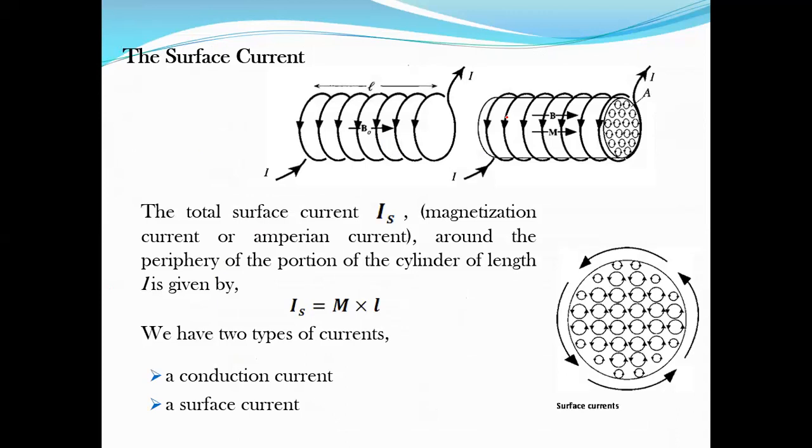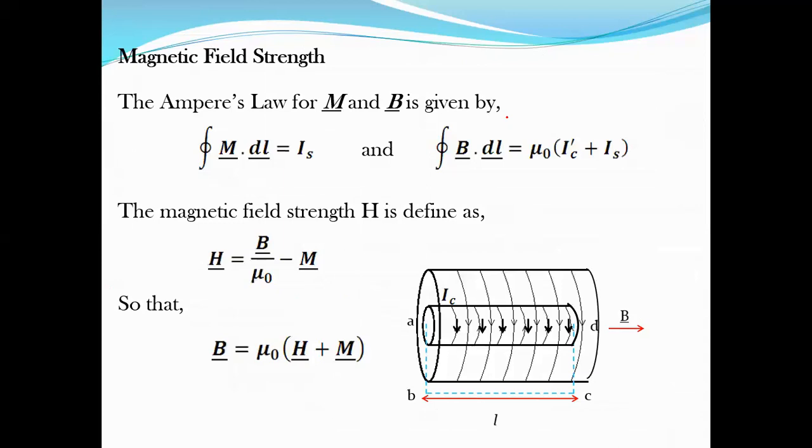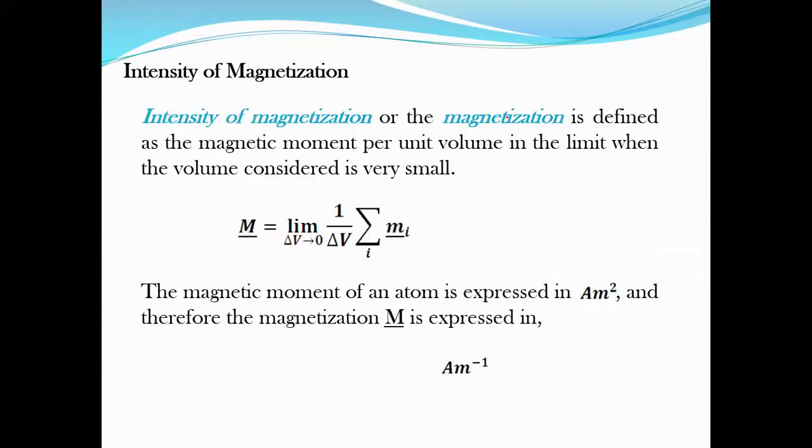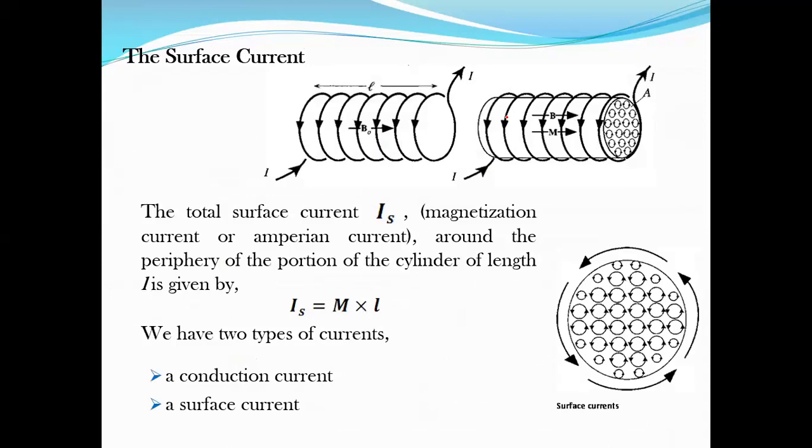Right, in the surface current, right? Now, when you are moving to the surface current, the total surface current, that is IS, around the periphery of the portion of the cylinder of length L is given by IS is equal to M into L, right? M is called the magnetization.